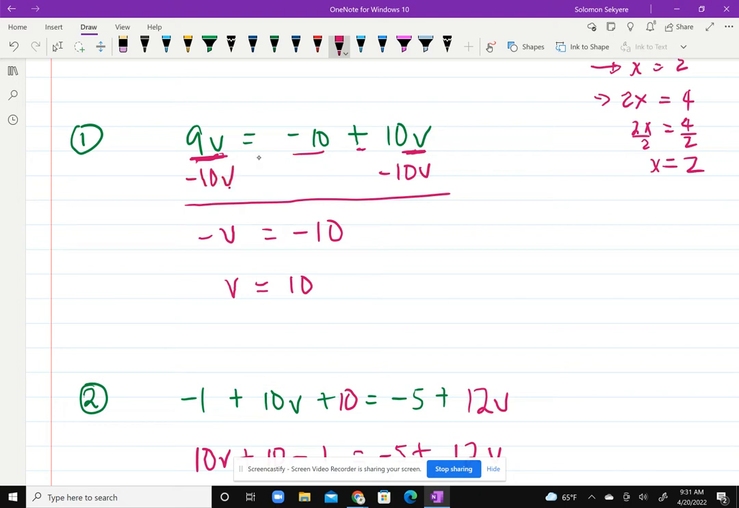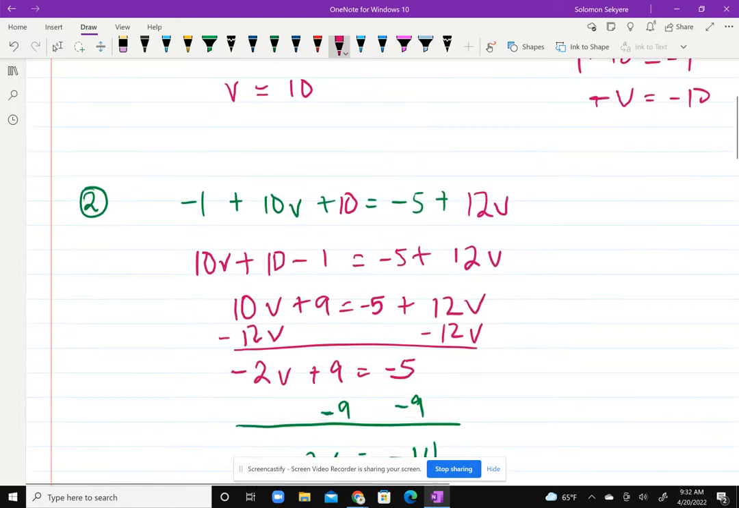If I subtract it, it goes to 0 over here, and 9v minus 10v, see, 9 minus 10 equals negative 1. So 9v minus 10v is negative 1v, but we don't write a 1, we write negative v equals negative 10. If you divide both sides by negative 1, then you get v equals 10, because negative over negative is equal to positive. So we're done with that one.